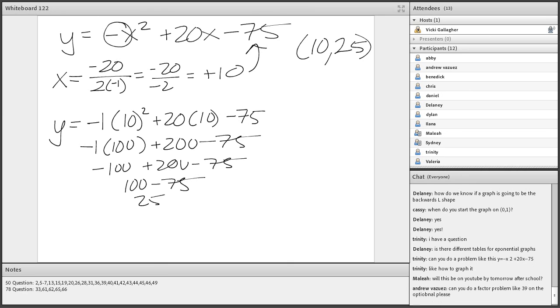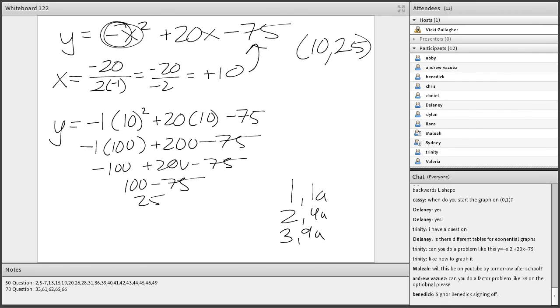And then you would graph that. This is your vertex. This is your starting point. And then you do your special ordered pairs, right? 1, 1a, 2, 4a, 3, 9a. In this scenario, a is -1. So from here, you would go over 1 and down 1, over 2 and down 4, over 3 and down 9.